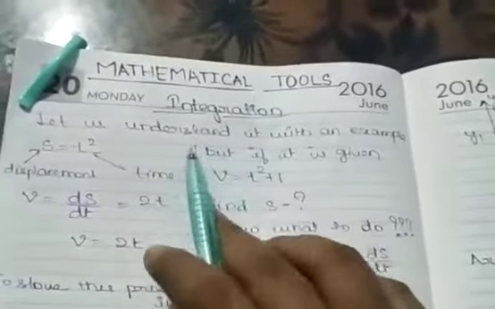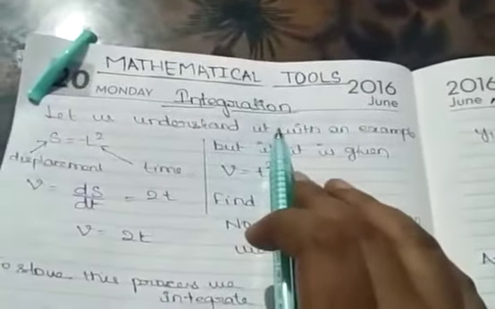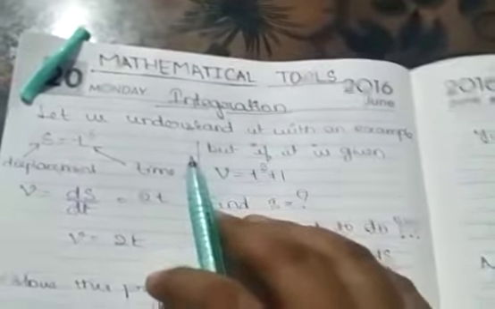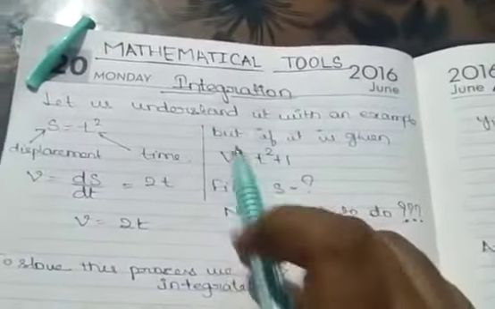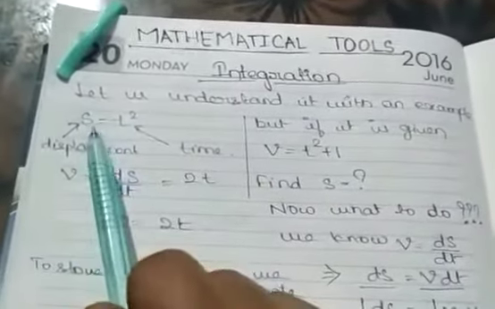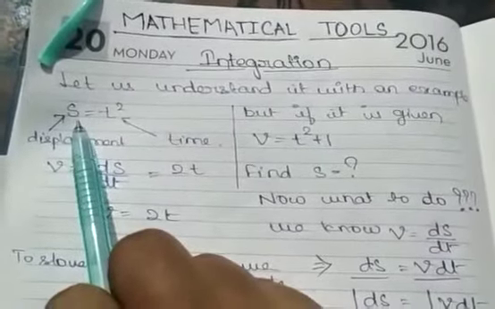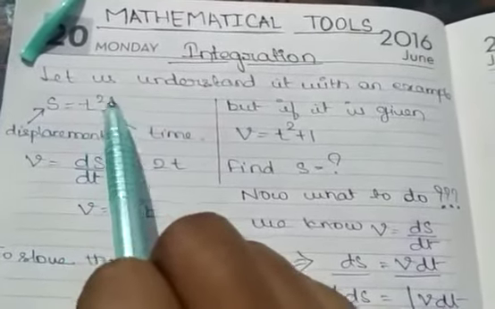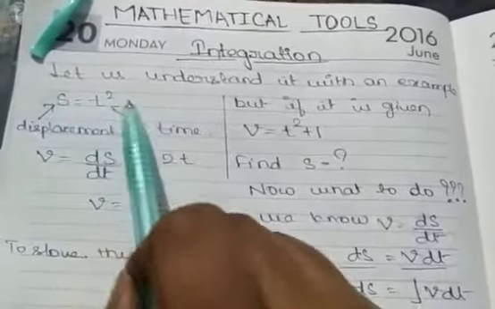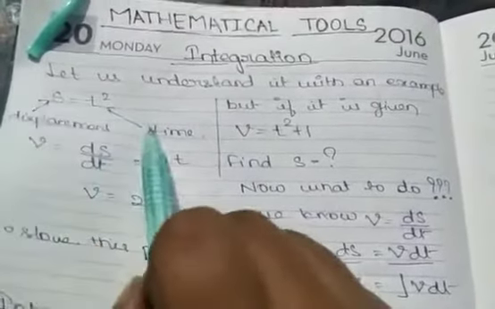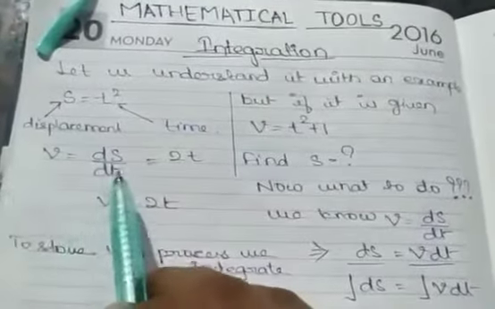The second mathematical tool is integration. Let us understand it with one example. Suppose we have displacement s which is equal to t square. This is the displacement, where s is the displacement and t is the time.